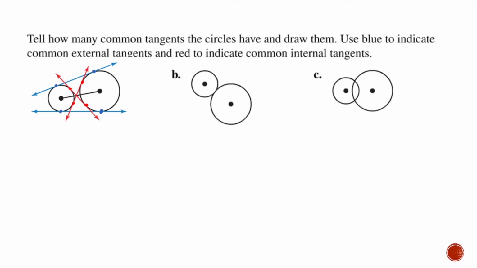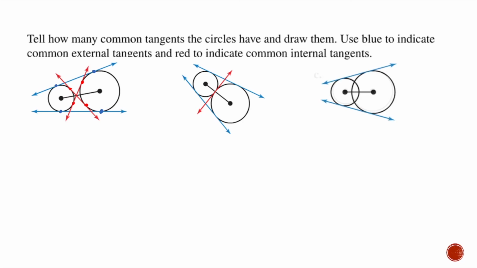How many do I have for B? Do I have any internal? How many external? If you said 2 external and 1 internal, absolutely right. You can see here. Now let's take a look at C. Do I have any internal? How about any external common tangents? Great. You should have noticed that I only have 2 external. Since I'm crossing, I cannot draw a tangent line for both of these.